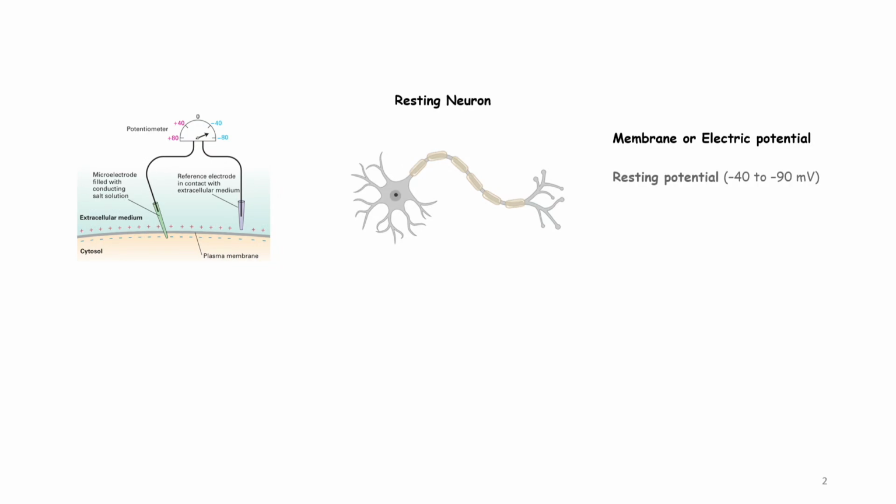In a resting neuron, this is called resting potential, and the value varies between -40 to -90 millivolt in different neurons. If you see, you will find that the inside of the neuron is actually negatively charged and outside is positively charged. And the question is how this charge separation occurs.